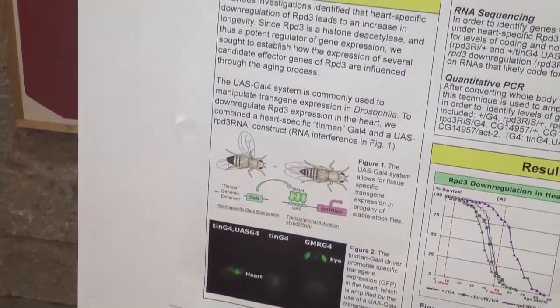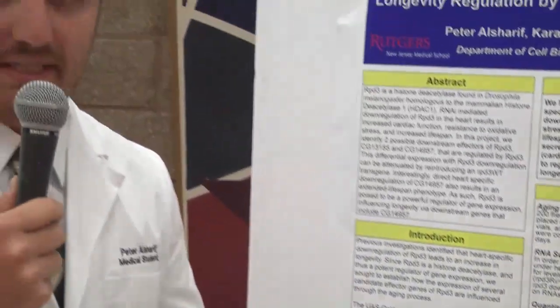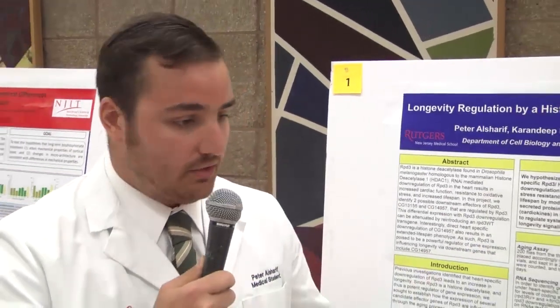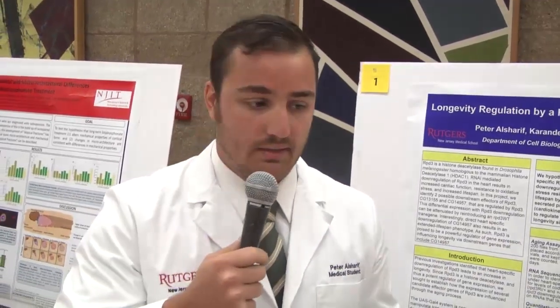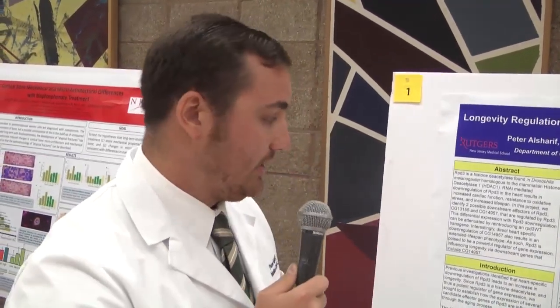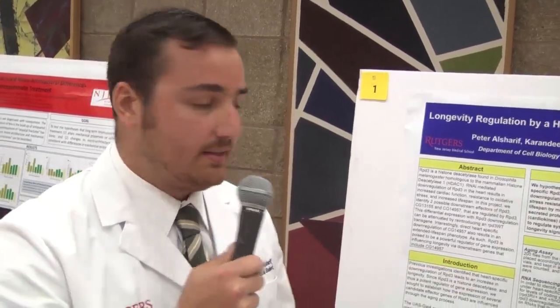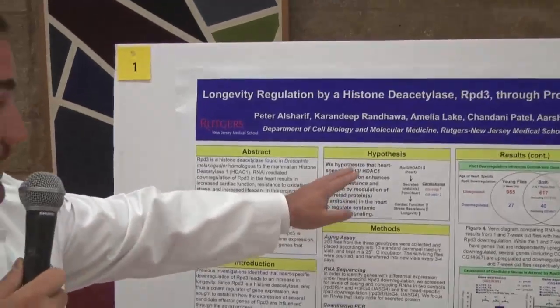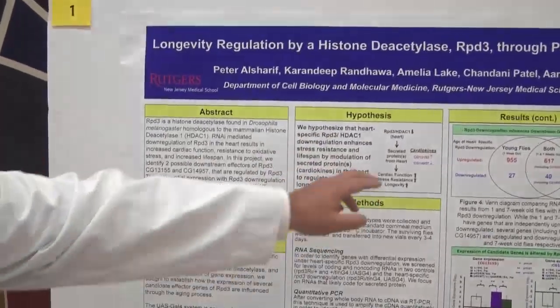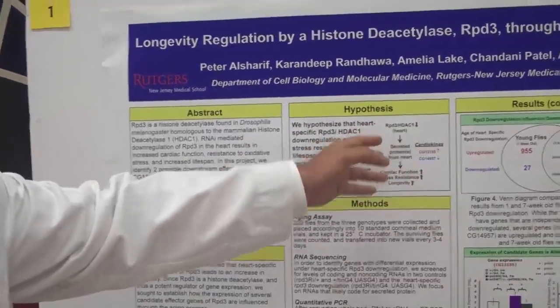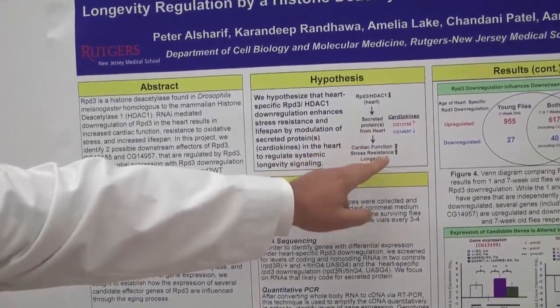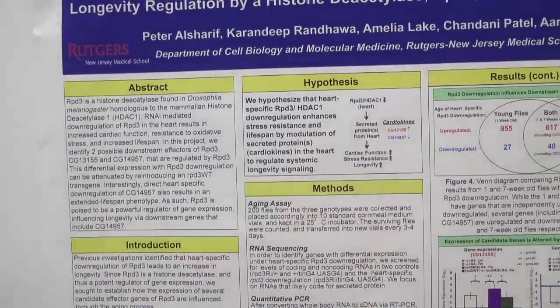So in this experiment, we used RNA interference for the RPD3 gene, but you can use reporter systems, you can use many different types of genes. You can upregulate genes, downregulate genes, and what have you. So for our hypothesis, we thought that there might be some heart-specific RPD3 downregulation that influences proteins that are in between this cardiac function improvement, stress resistance improvement, and longevity improvement.